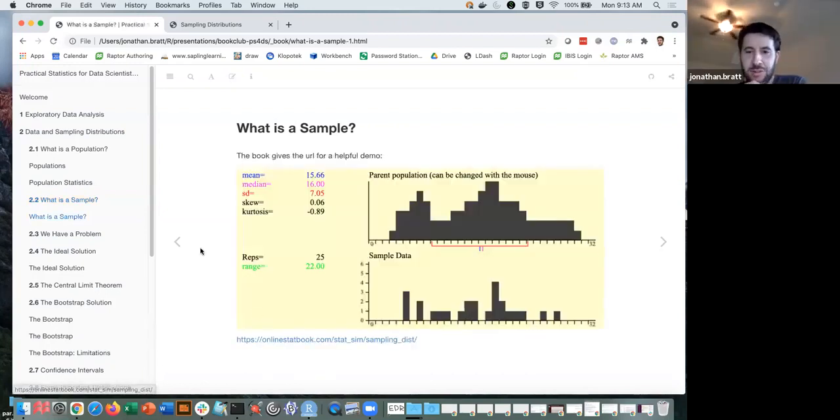I'm going to a couple of times switch over to this demo. The book in one of the additional readings has this URL.